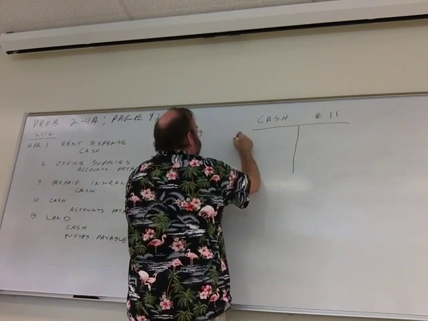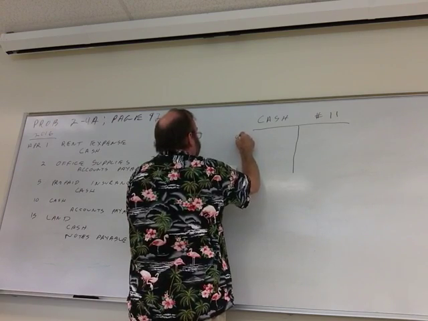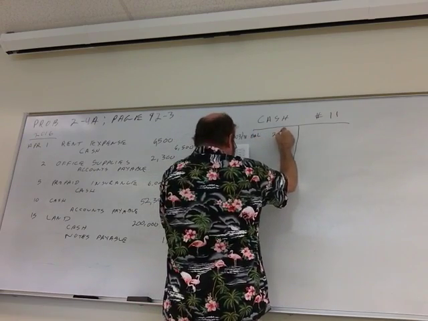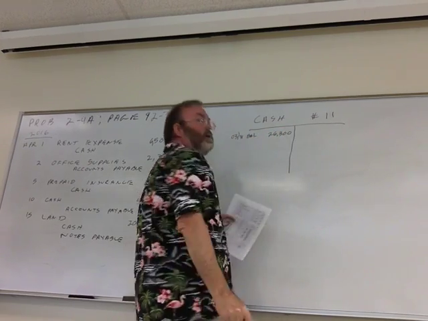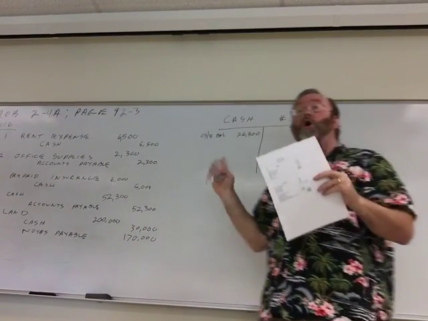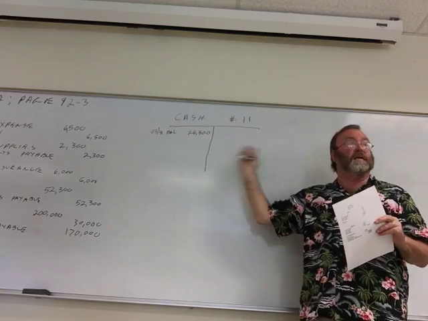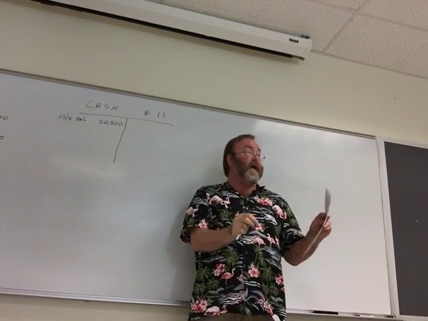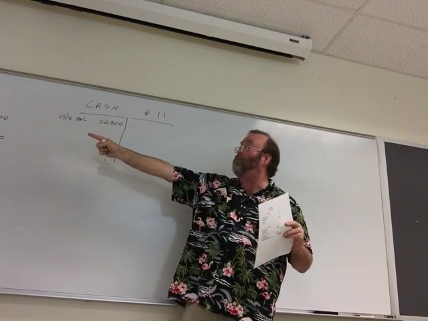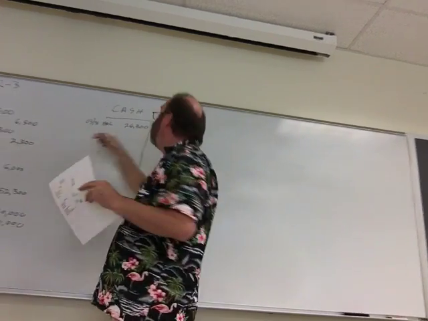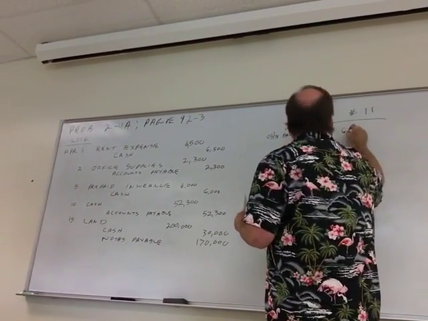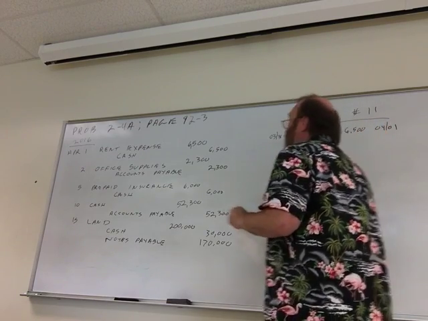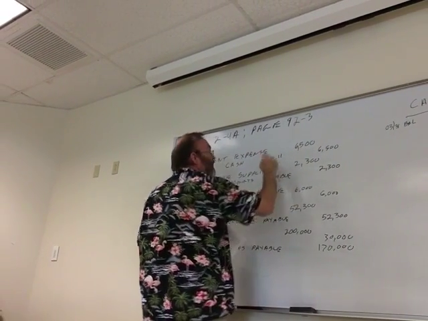It started with a balance of $26,300. All right? So we're going to post to the debit and credit side of the T account every transaction that occurred throughout the month that affected cash. So the first one was we paid some rent expense in cash, $6,500 on April the 1st. And that was to account number 11.